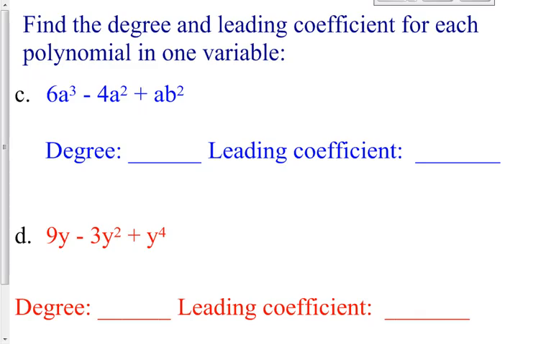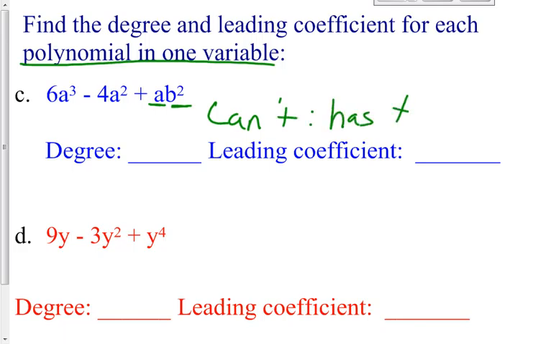Going on to the next one, 6a cubed minus 4a squared plus ab. If you notice this one, hopefully it looks kind of weird to you, and that is because it has a's and b's in it. We only have polynomials in one variable. So this one we cannot do. You can just put can't. Has two variables. So we don't say that this one has a leading coefficient, or we don't say this one has a degree because it has two variables. We don't do anything with this one.